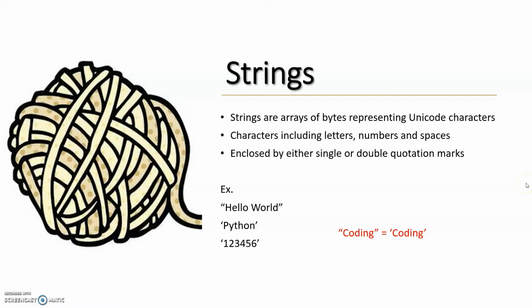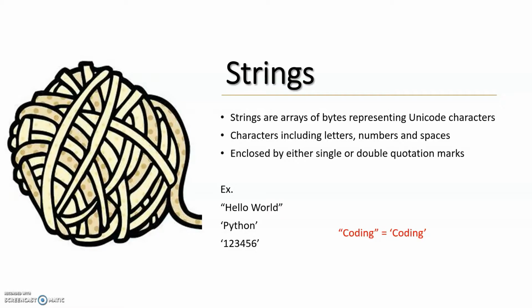So you might be wondering, what are strings? Strings are just arrays of bytes representing Unicode characters. And Unicode characters are just letters from A to Z, either uppercase or lowercase, numbers 0 to 9, and a few other symbols. Characters in strings can include letters, numbers, and even spaces. Especially spaces, because in Python, spaces can also be defined as an individual character of a string.